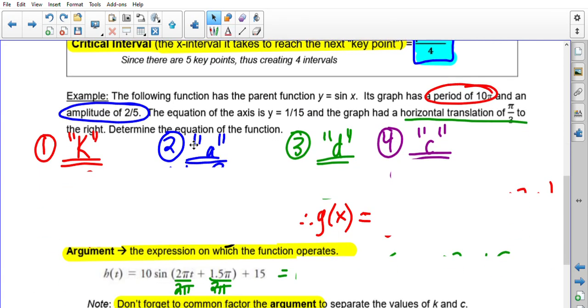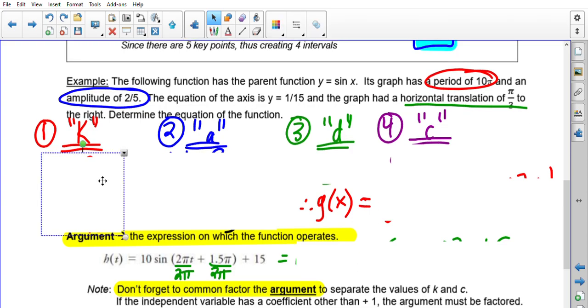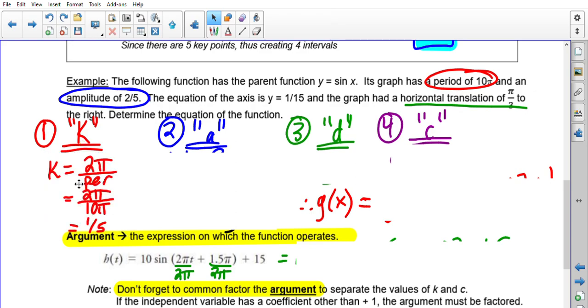All right, so let's try some practice here. It says the following function has the parent function y equals sine x. Its graph has a period of 10 pi, amplitude of 2 over 5, equation of the axis 1 over 15, and a horizontal translation of pi over 3 to the right. Determine the equation. All right, so our k value depends on our period. We know that k equals 2 pi divided by the period. So we get 2 pi divided by 10 pi, and that equals 1 over 5 when reduced, because the pi's cancel out and then 2 over 10 reduces to 1 over 5.